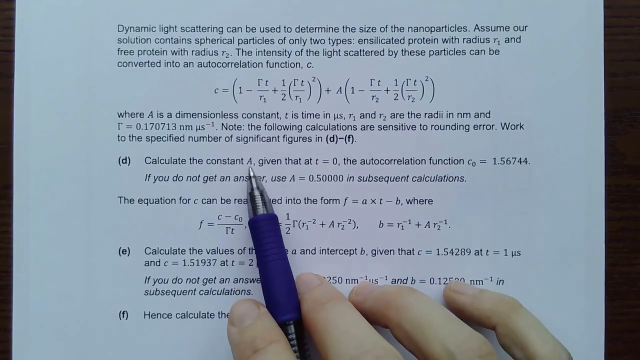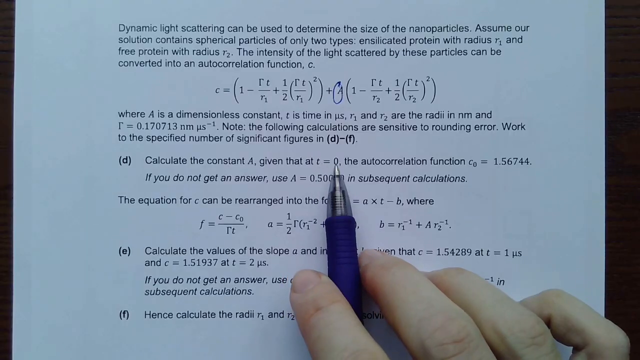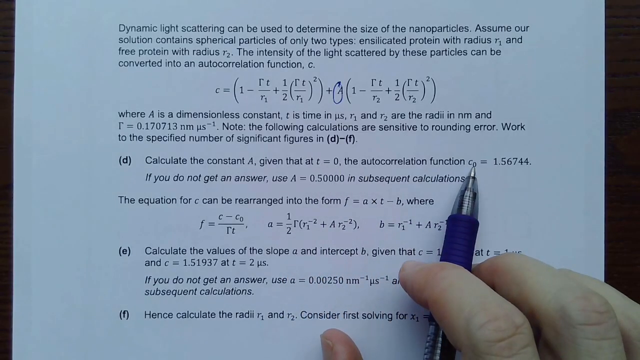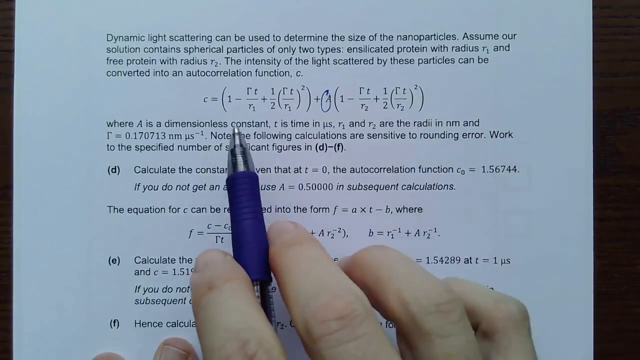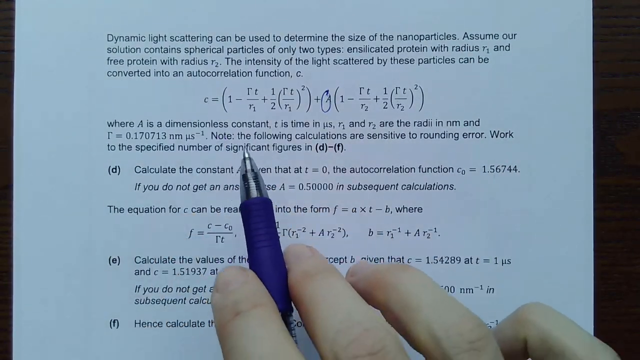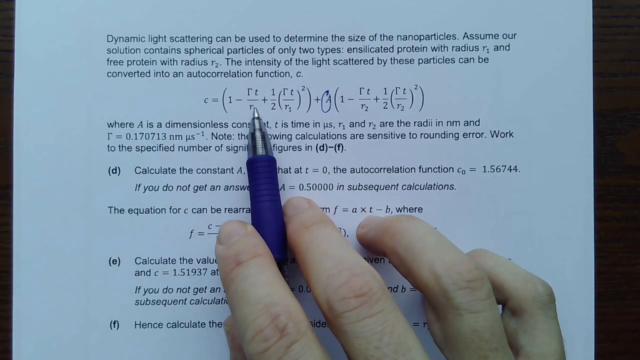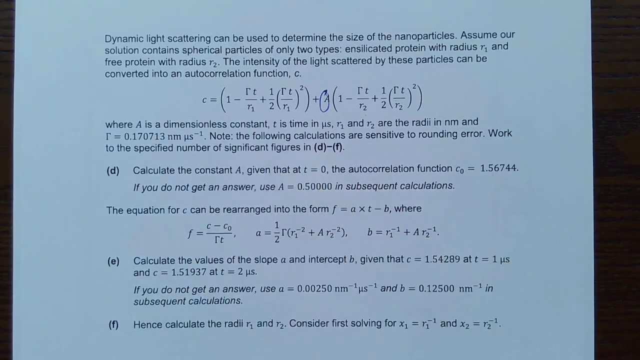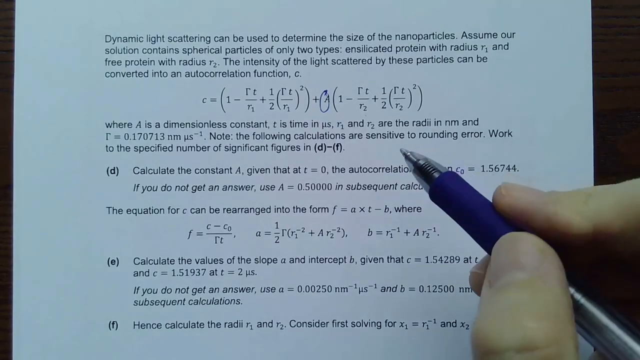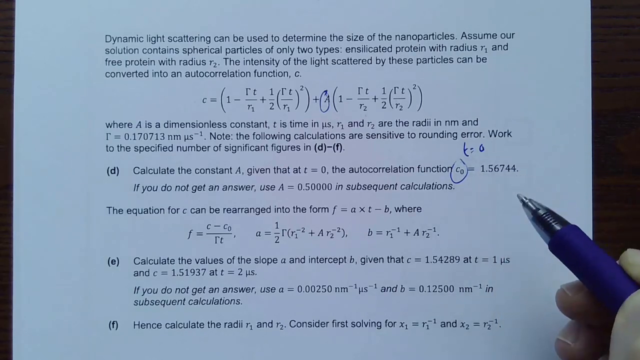So calculate the constant A, given that at t equals 0, the autocorrelation function C0 is 1.56744. Okay, so what we can do is, this is a function C of the variables, if I know the radius R1 and the radius R2, and I know this constant, this function C is a function of time t. So in order to find C0, that is just going to be when t equals 0.